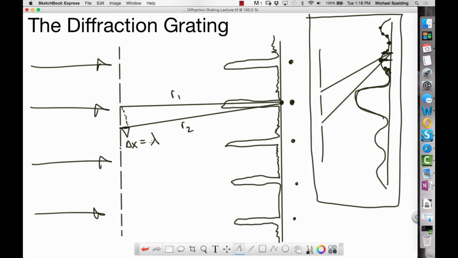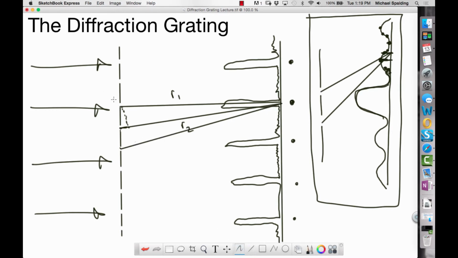Exactly one wavelength, and if that's true, the two rays will meet in phase. Okay, well, let's look at a ray that comes from right below. So let's go to the next slit down. I'm going to draw in ray 3. So ray 3 comes from this slit up to that same point.